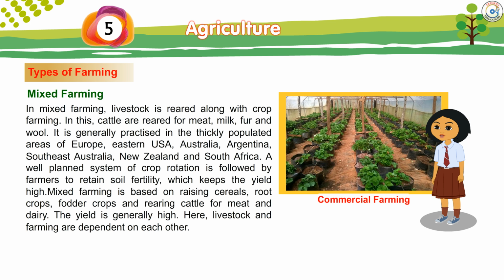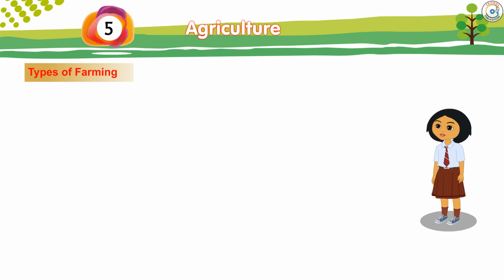Mixed farming is based on raising cereals, root crops, fodder crops, and rearing cattle for meat and dairy. The yield is generally high. Here, livestock and farming are dependent on each other.